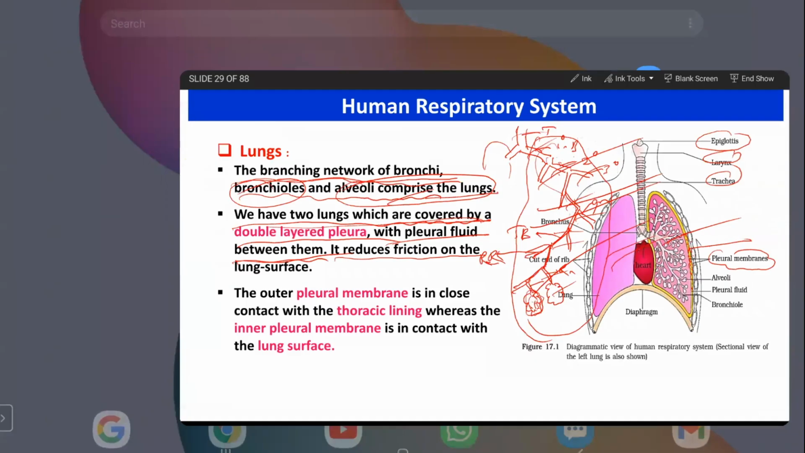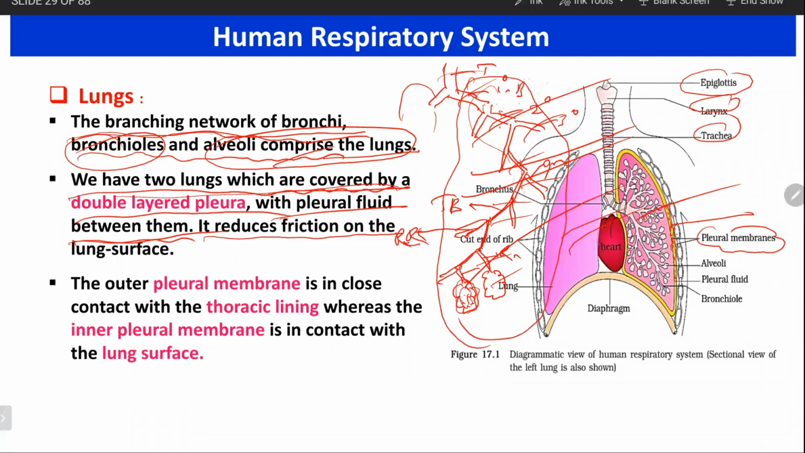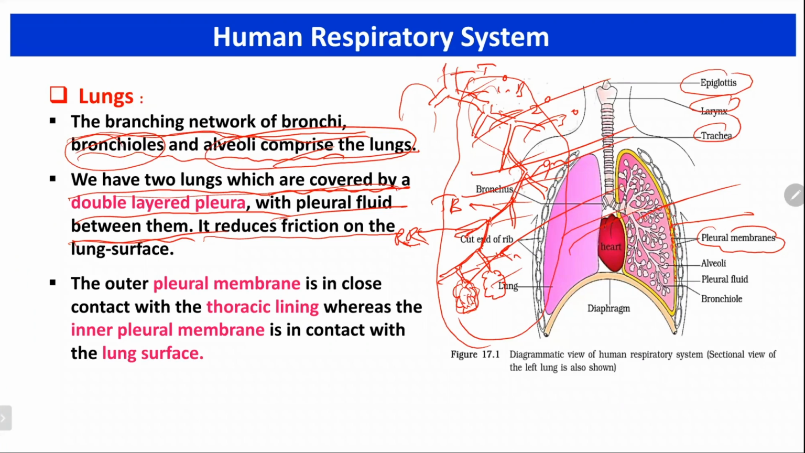Outer parietal pleura and inner visceral pleura, that you need to remember. In between these two layers, just imagine. So here I am showing these are two layers, right? So double layered pleura, this is outer parietal pleura, and inner what? Visceral pleura is there. So these two together are called what? Pleural membranes. You need to remember.